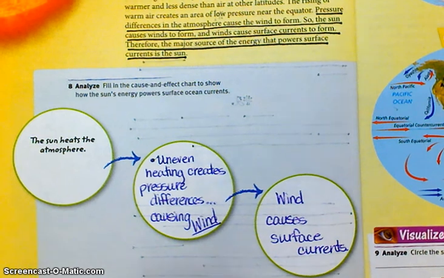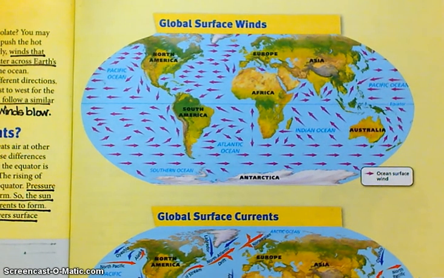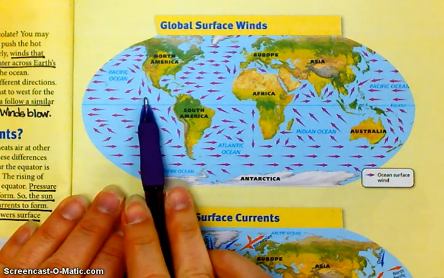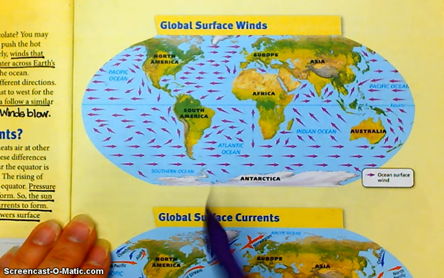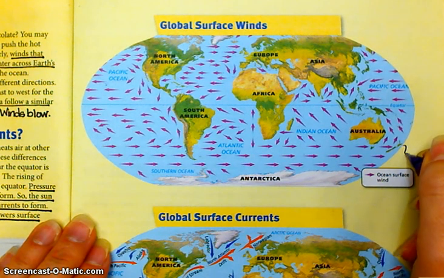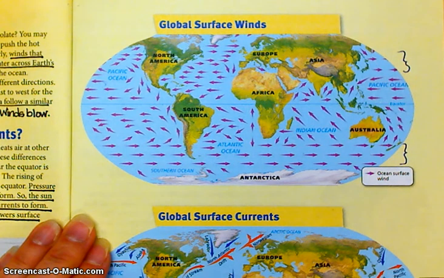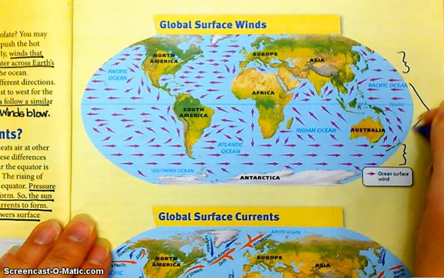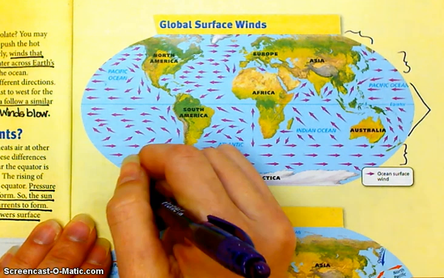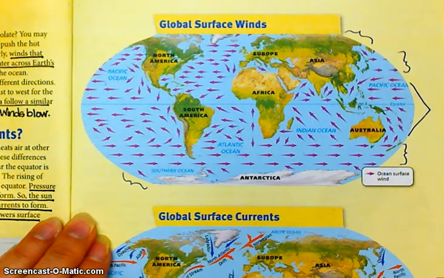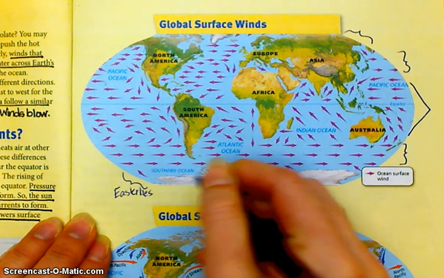All right, so let's go to page 441. Here is a picture of your global surface winds and where they are coming from and going to. You can notice this area and this area, those are your westerlies. In here are your trade winds, and up towards the poles and down here are your easterlies, way down here.